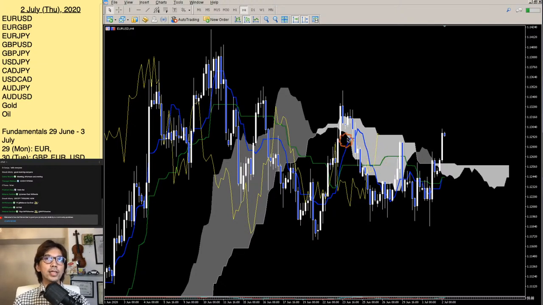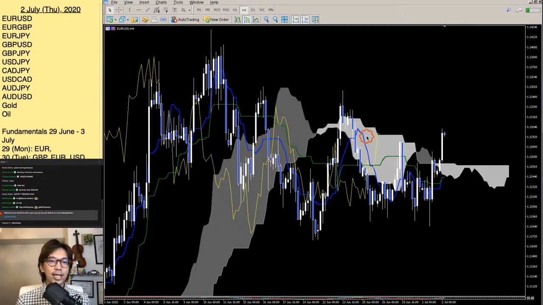So, for example, Tenkan sen. If you can answer, do you know how many candles Tenkan sen takes for the last number of days or candles? Can you answer? We're just focusing on Tenkan sen now, and I just wanted to see how many candlesticks Tenkan sen takes.